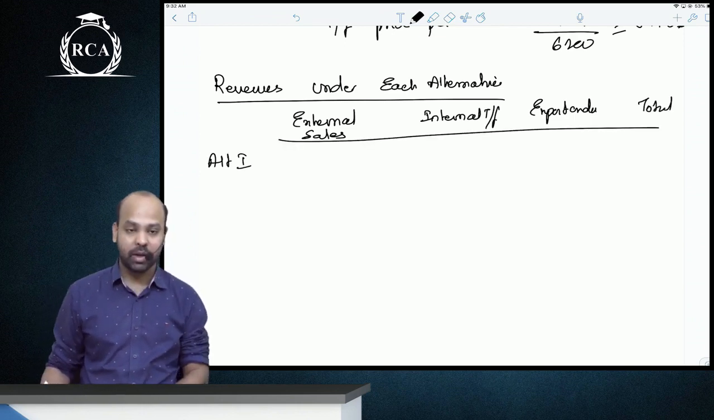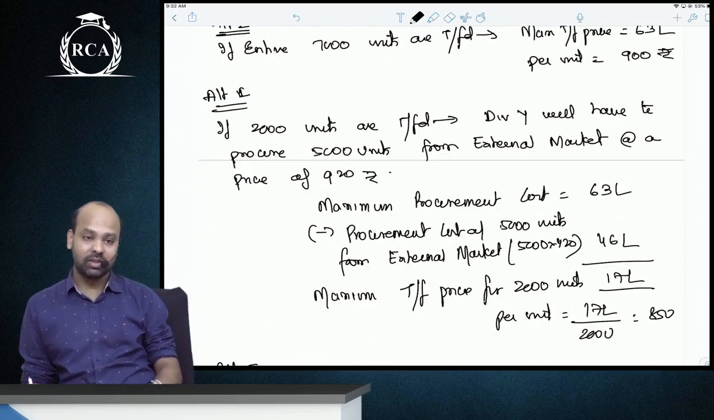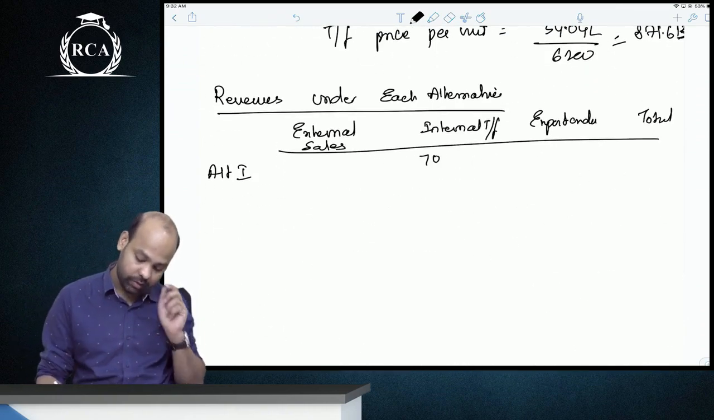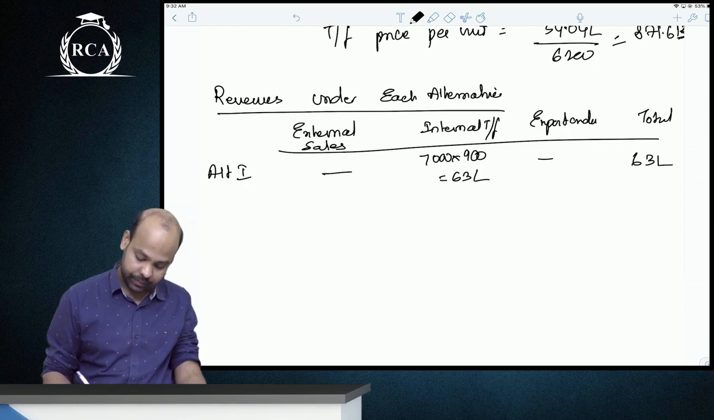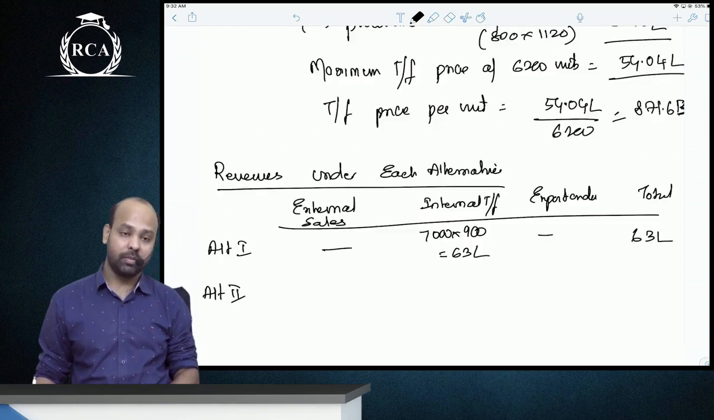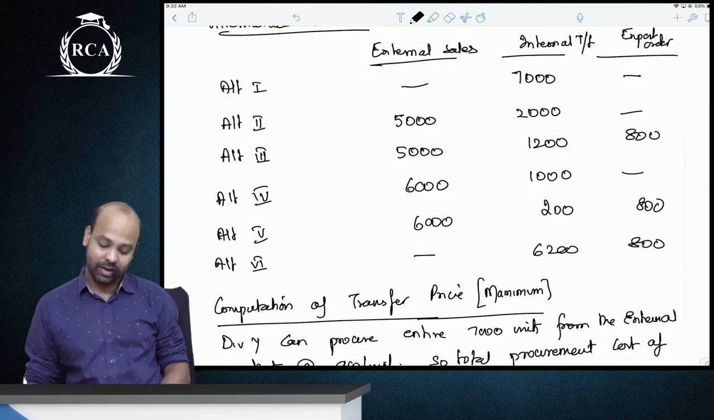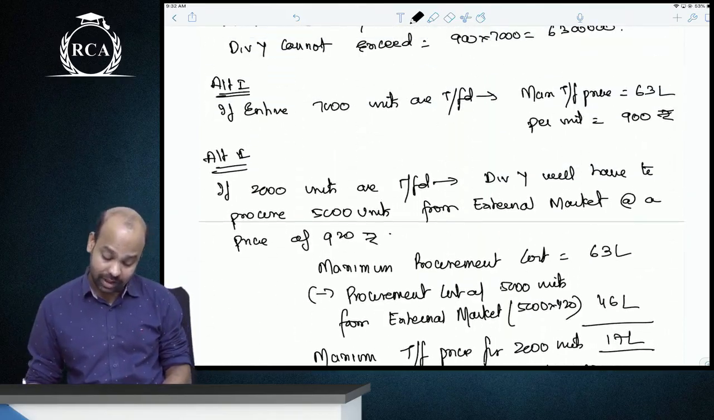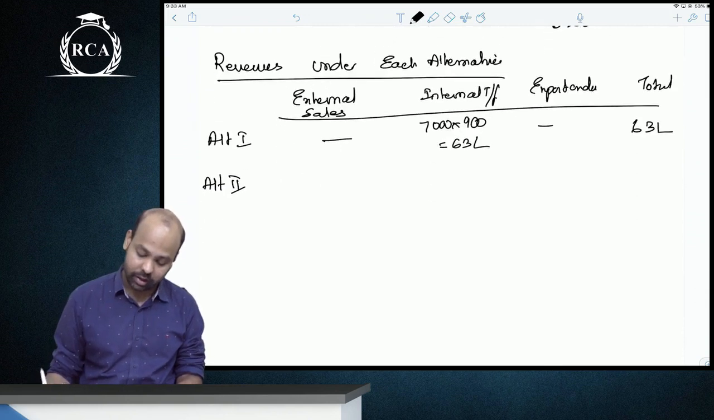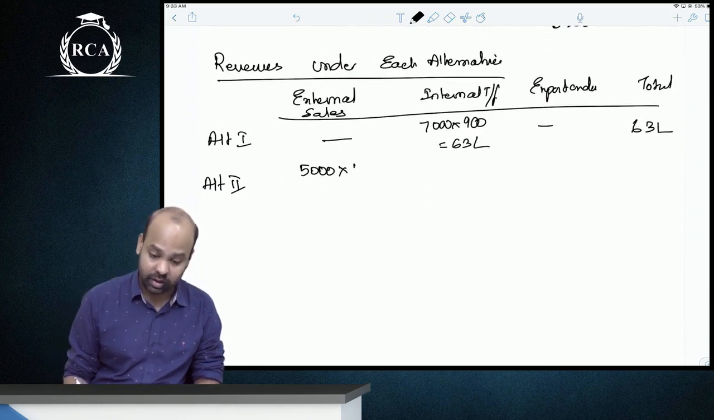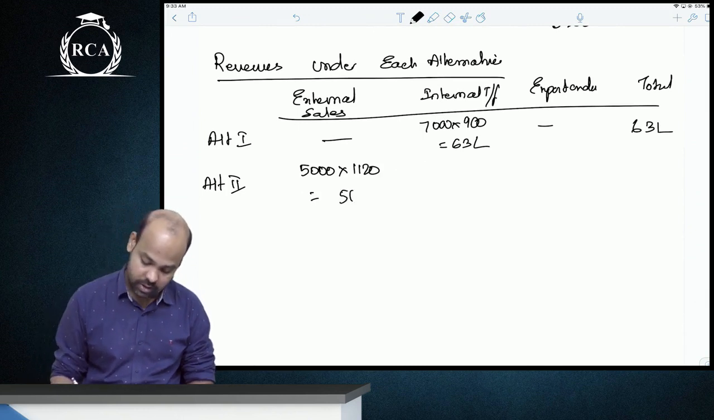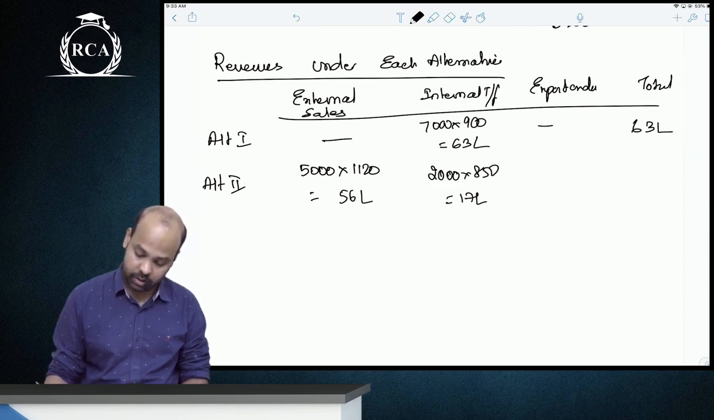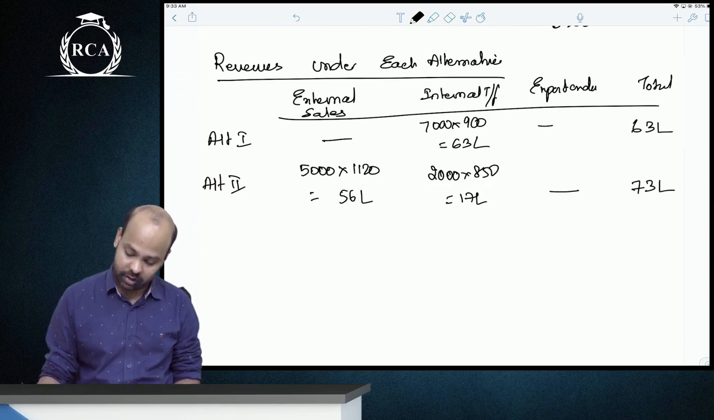Alternative 1: transfer the entire 7,000 units internally at a transfer price of 900 rupees, that is 63 lakhs. Alternative 2: transfer 5,000 units externally and 2,000 internally. 5,000 units external at 1120 is 56 lakhs, and 2,000 internal transfers is 17 lakhs. All of this put together is 73 lakhs.